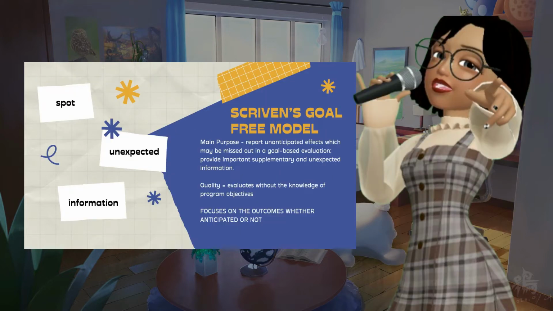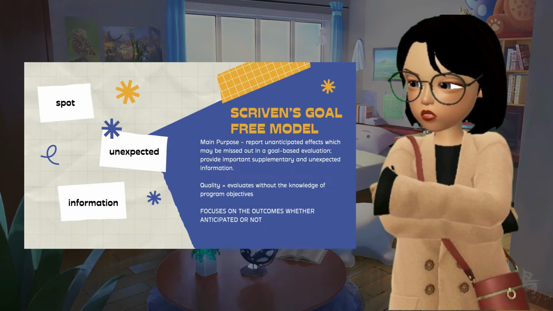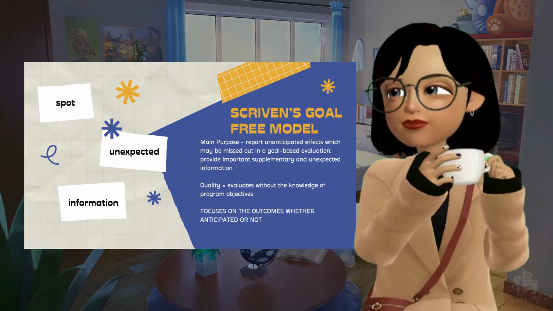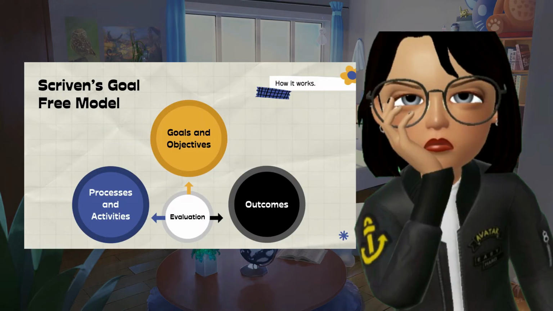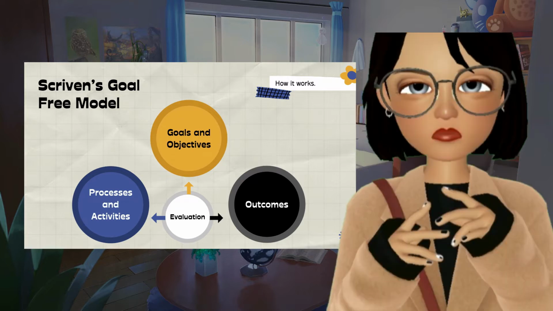Proceeding with the 4th model, I introduce to you Scriven's Goal-Free Model. This model is conducted intendedly without the knowledge of predetermined objectives. This is to create a more unbiased evaluation and to report any unanticipated events, which may be missed out on goal-based evaluations. Such effects may or may not provide important supplementary information. It is mostly used when the evaluation calls for missed opportunities, as it evaluates all possible reasons and situations involved in the educational process. This model provides an in-depth view but can only be done with an expert and a professional who's knowledgeable in the field.